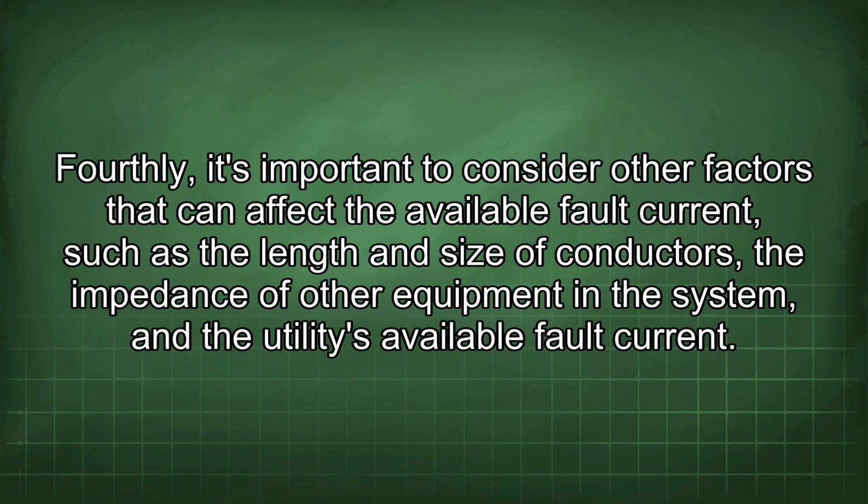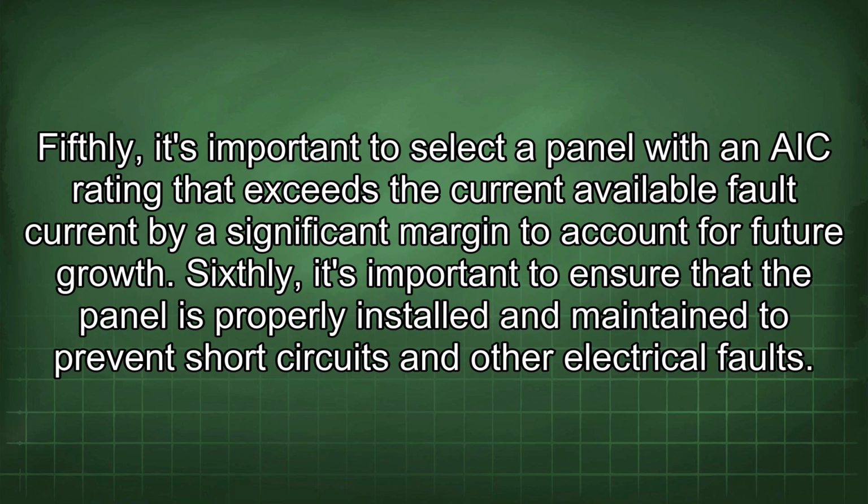Fourthly, it's important to consider other factors that can affect the available fault current, such as the length and size of conductors, the impedance of other equipment in the system, and the utility's available fault current. Fifthly, it's important to select a panel with an AIC rating that exceeds the current available fault current by a significant margin to account for future growth.